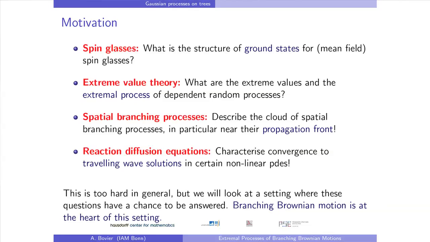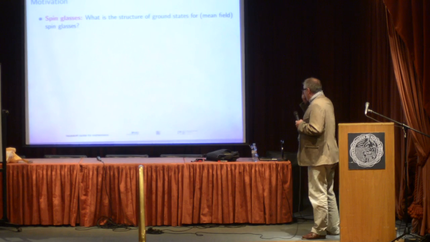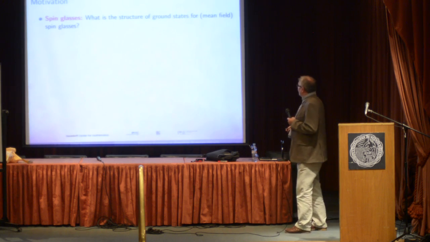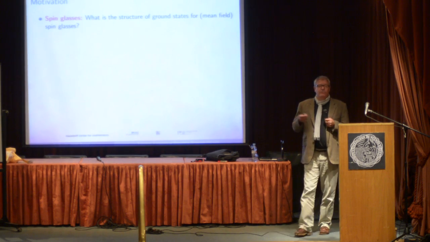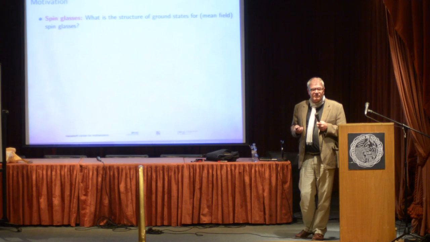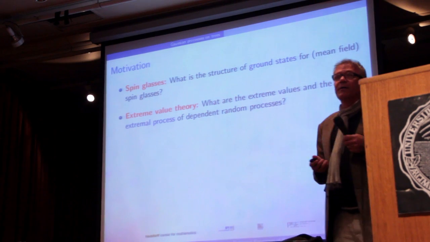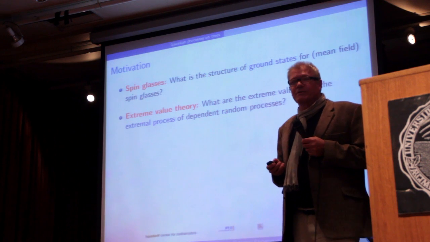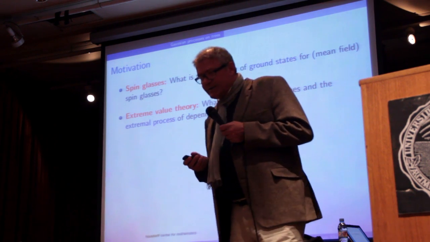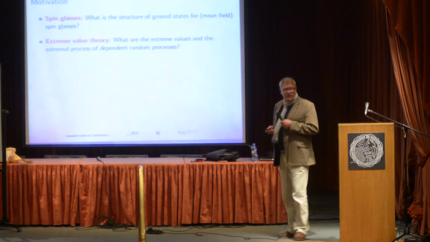So let me start with some motivations for this talk. There are actually four. And the first one is about spin glass, and people that know me will not be surprised. So you have a question that would be, what is the structure of ground states of, let's say, mean field spin glasses? You know, this is a question which is interesting in statistical mechanics. Another question which is maybe more interesting for a general probabilistic audience is extreme value theory.